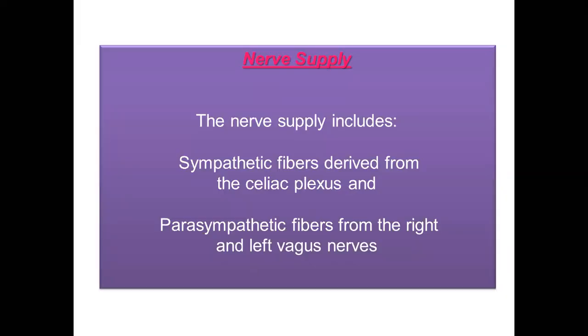Now coming to the nerve supply of the stomach. The nerve supply of the stomach includes both sympathetic and parasympathetic. The sympathetic fibers are derived from the celiac plexus, while the parasympathetic fibers arise from the right and the left vagus nerves. So both the sympathetic as well as the parasympathetic are involved in the nerve supply of the stomach.